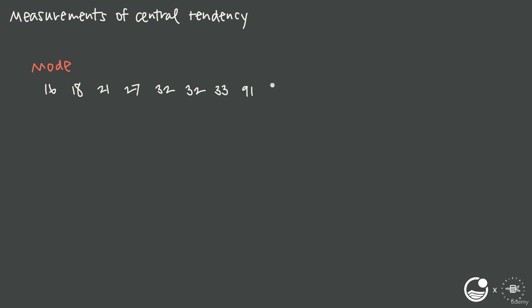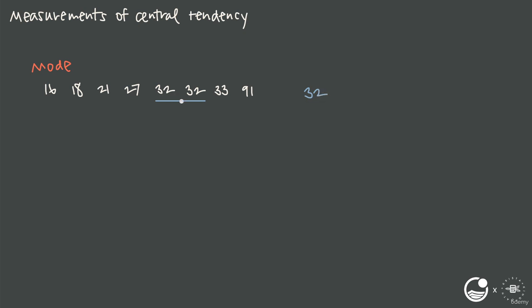So for instance, if we're looking at this data set, we can see that every value in the set occurs once, except this value here of 32, which occurs twice. So because the value 32 occurs more than any other value in the set, we say that 32 is the mode of the data set. That would be the mode.